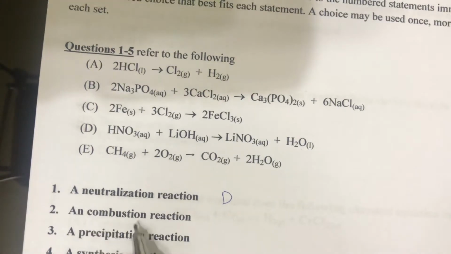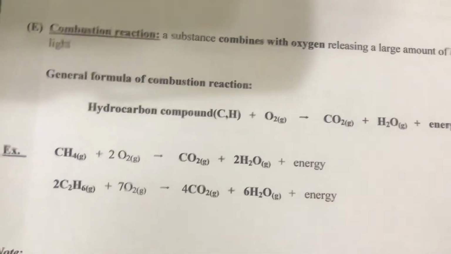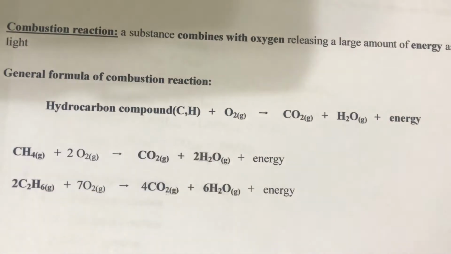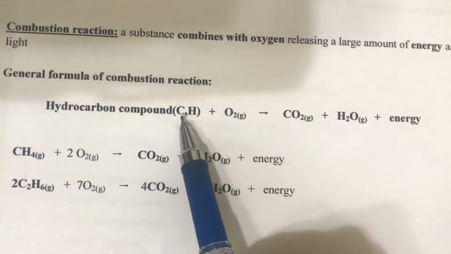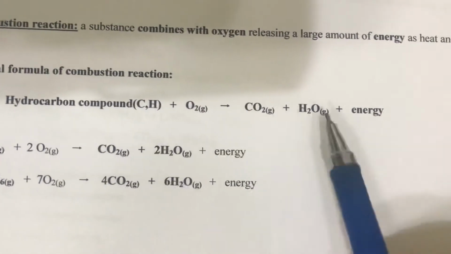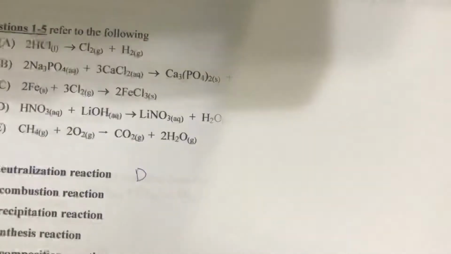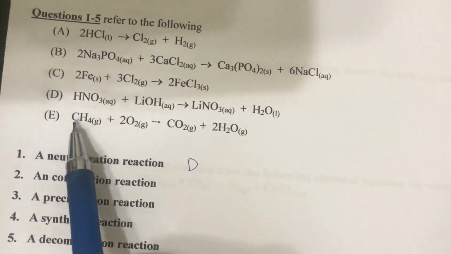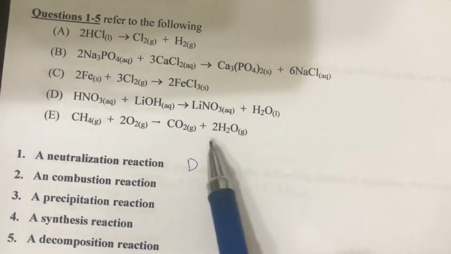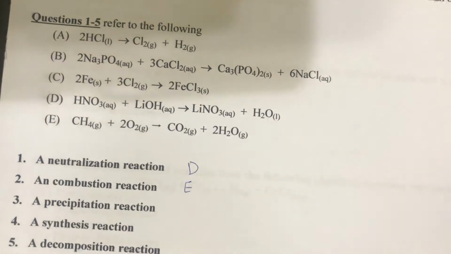Now a combustion reaction. The general formula for combustion reaction: the reactants are a hydrocarbon compound, which contains carbon and hydrogen, plus oxygen, and the products are CO2 and H2O. So in combustion you have a hydrocarbon compound with oxygen, and the products are CO2 and water. So the correct answer is E.